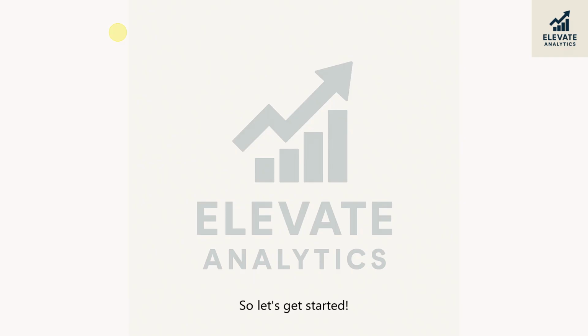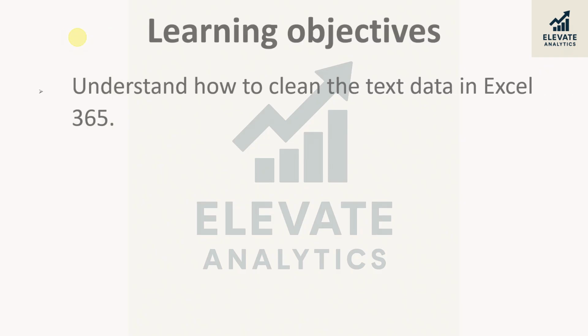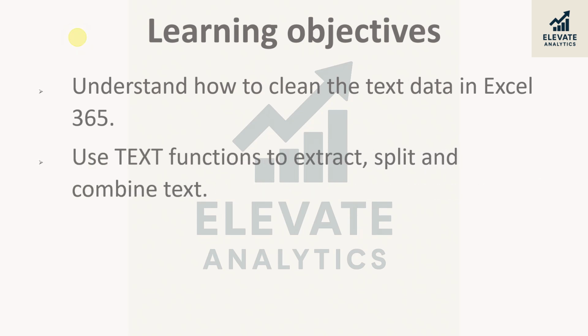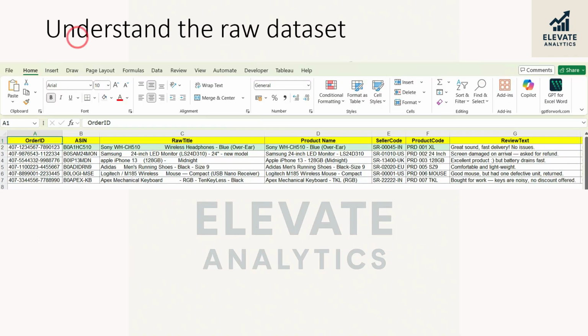So let's get started. What are our learning objectives? First, understand how to clean text data in Excel 365. Second, use text functions to extract, split, and combine text. And third, learn how to search and create normalized columns for product codes. Now let's understand the raw dataset.